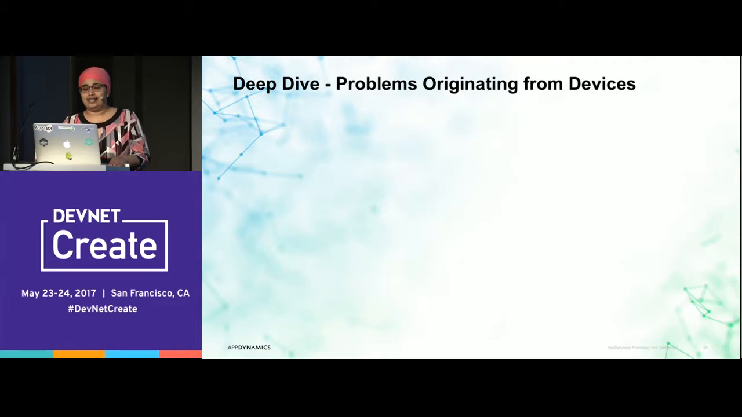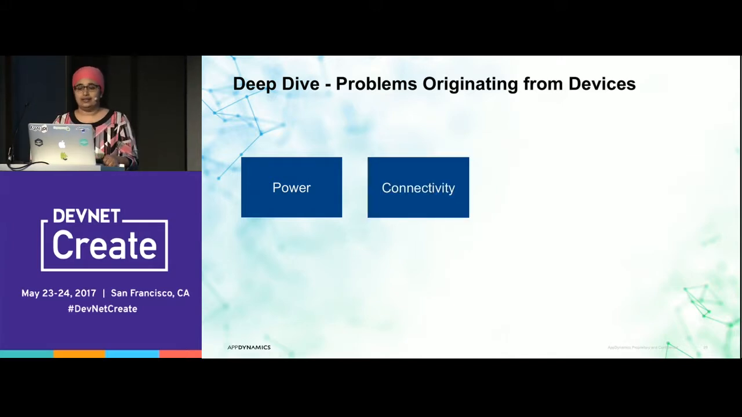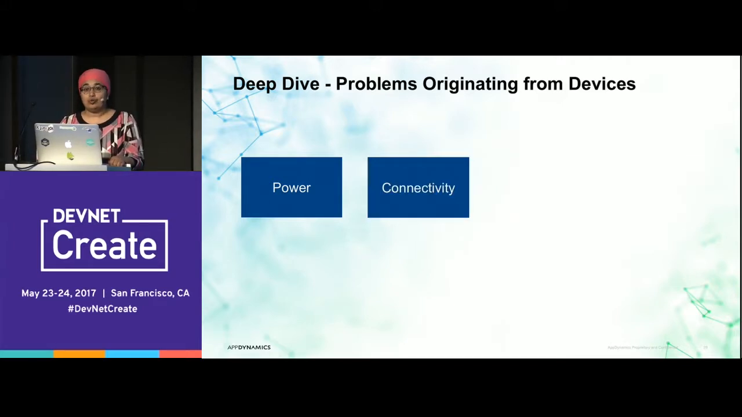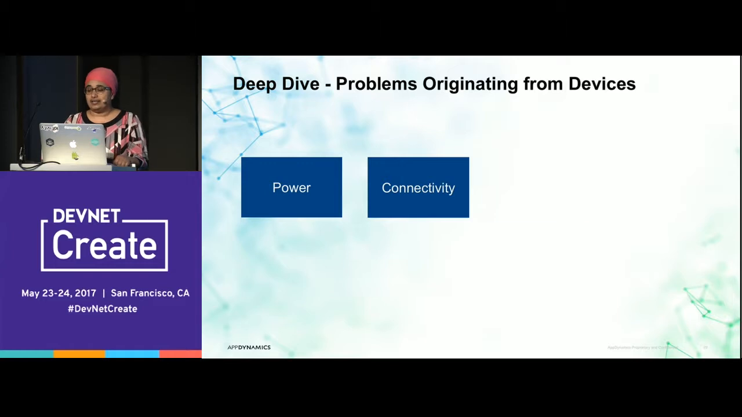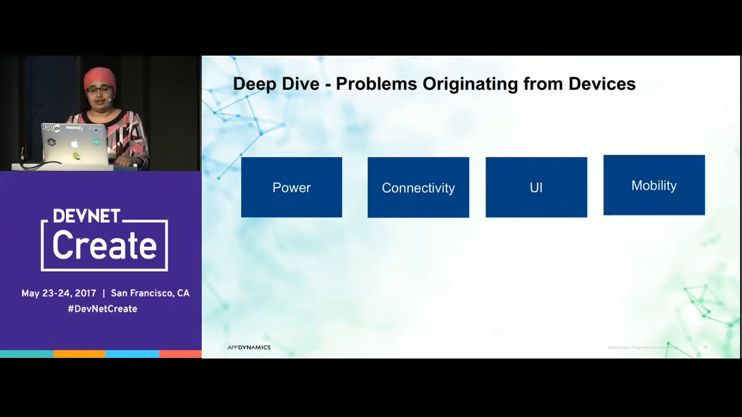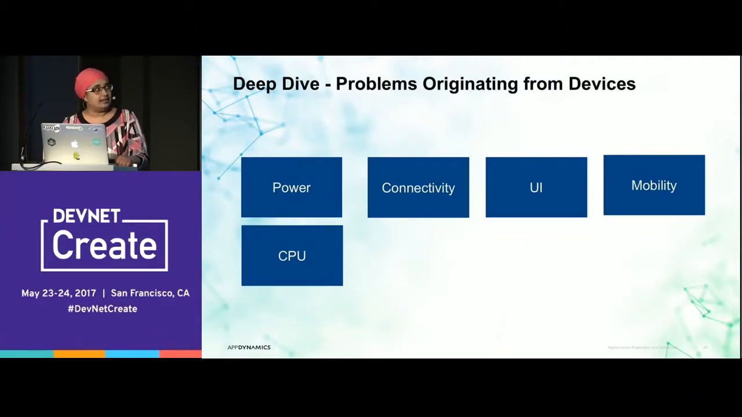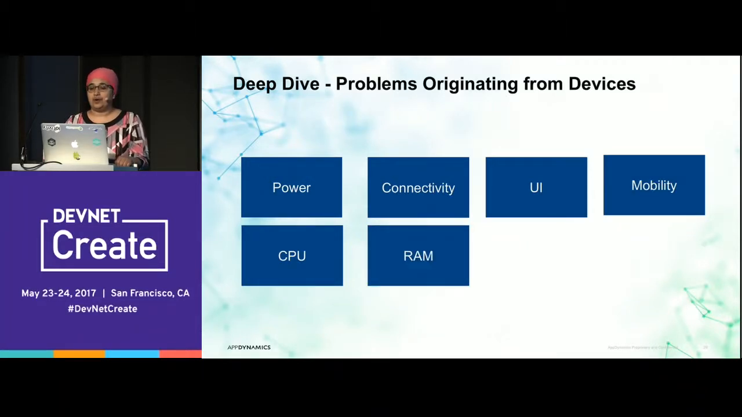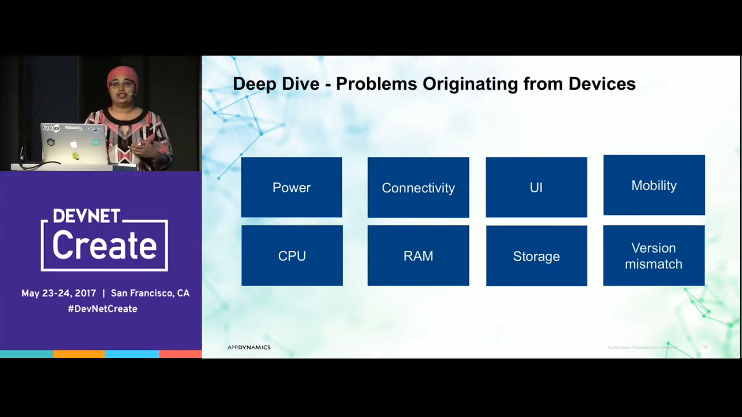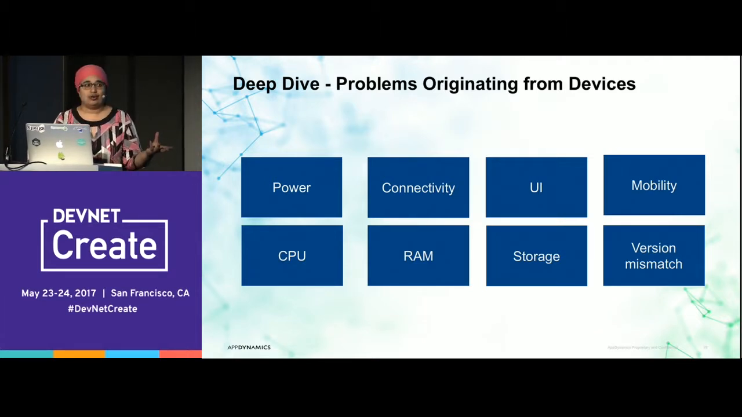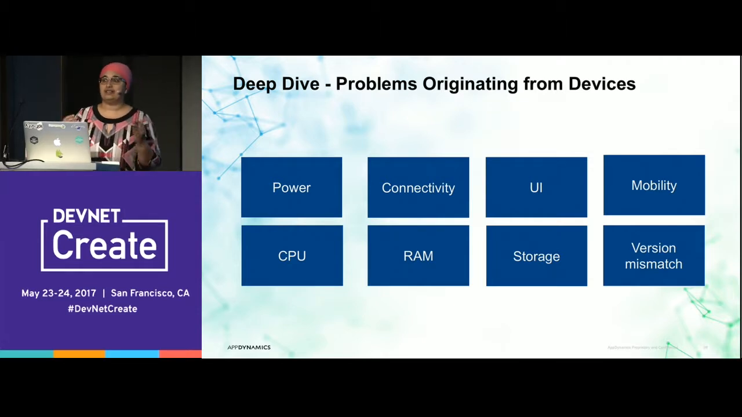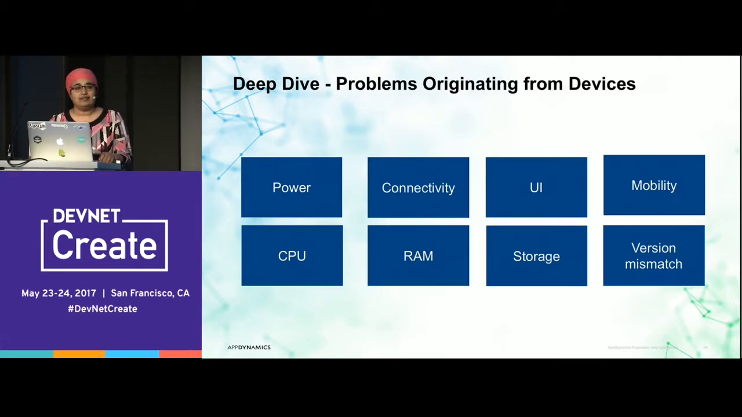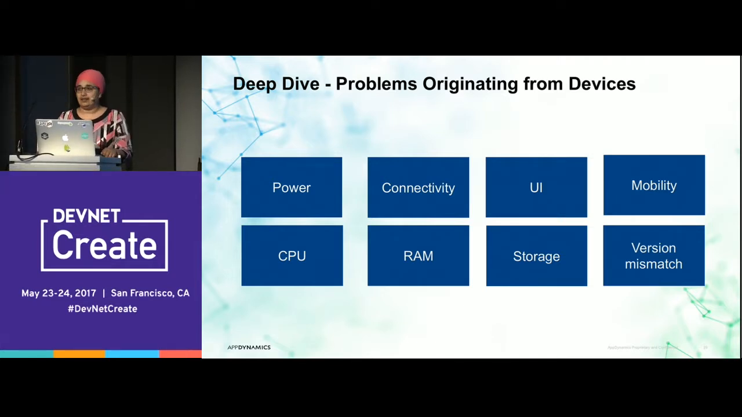Okay, so let's take a little bit deeper look into the devices. Power is one, connectivity, the UI. Somebody has a wrong sequence of UI, is pressing the wrong buttons. Mobility, you could lose coverage. And then the other normal culprit, CPU, RAM, storage, and version mismatches, right? You upgraded the back end, but you forgot to upgrade your front end, and it is still connecting to a previous version of the API, and somebody forgot that version 1 was still in use by certain devices in the field.